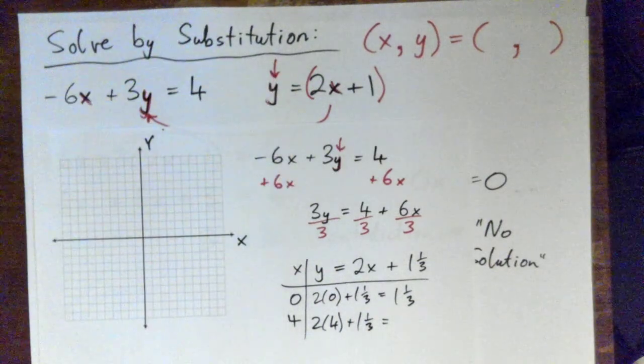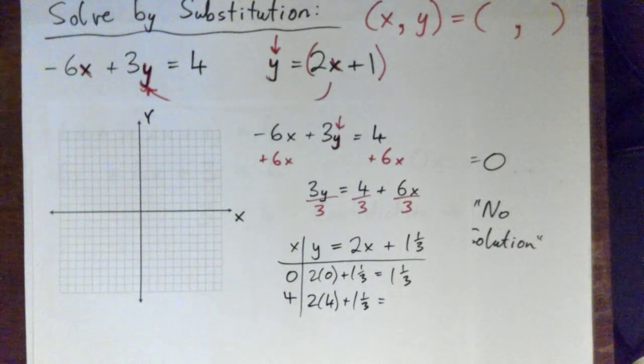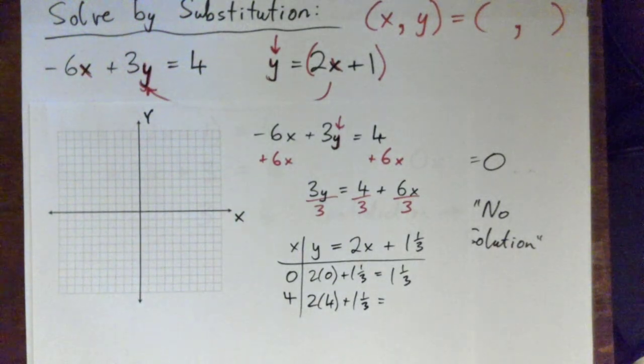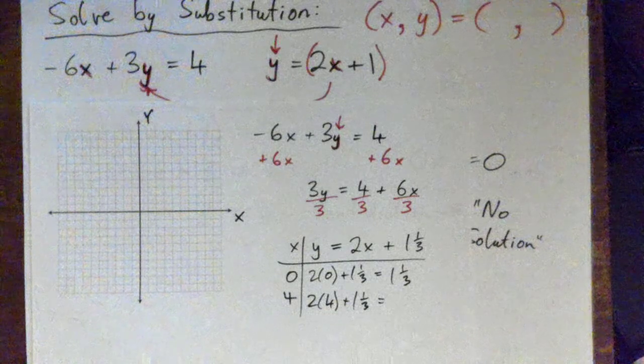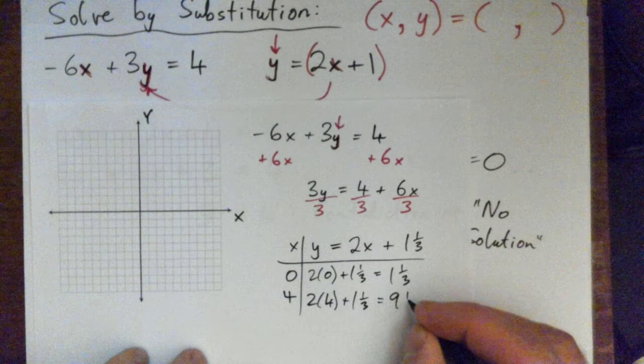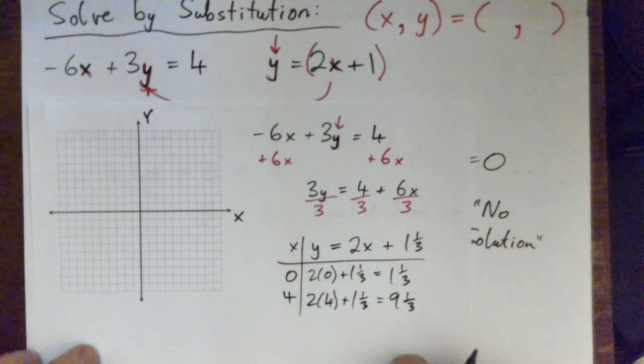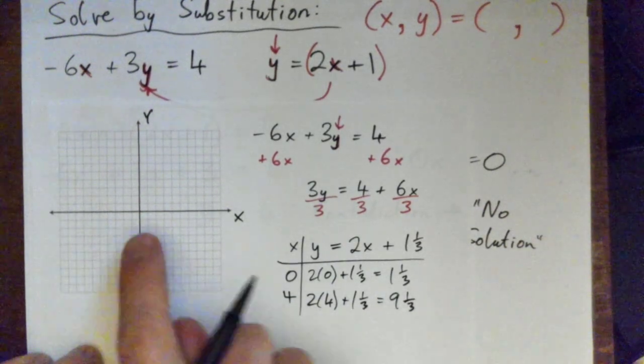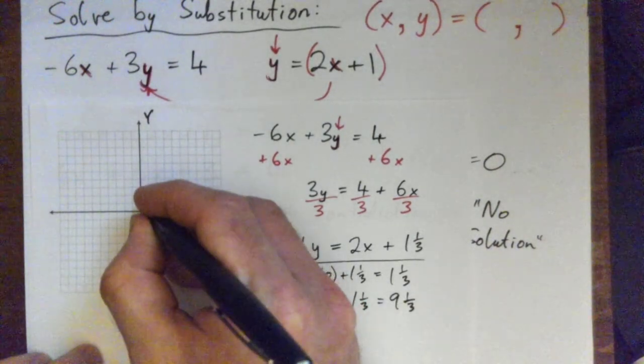Okay, good deal. All right. So that is 9 1/3, right? So let's plot these points. 0, 1 1/3 is about here. And then 4, 9 1/3 is about here.